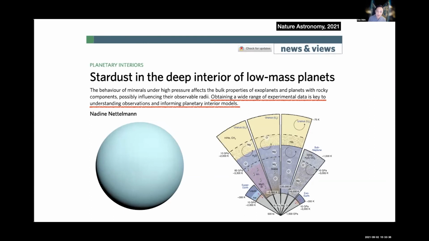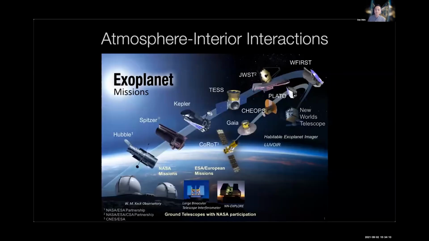And Nettelmann actually mentioned the link. And what captured my eye, and this is a pretty important message to me, is that she said obtaining a wide range of experimental data is key to understanding observations and informing planetary interior models. I mean, this is a very obvious statement for us, but hearing that from astrophysicists has a very special meaning for me, and it is also a big encouragement for us to go and contribute in this direction too.